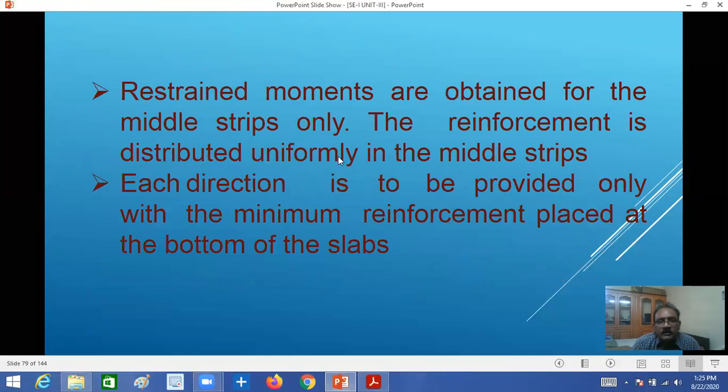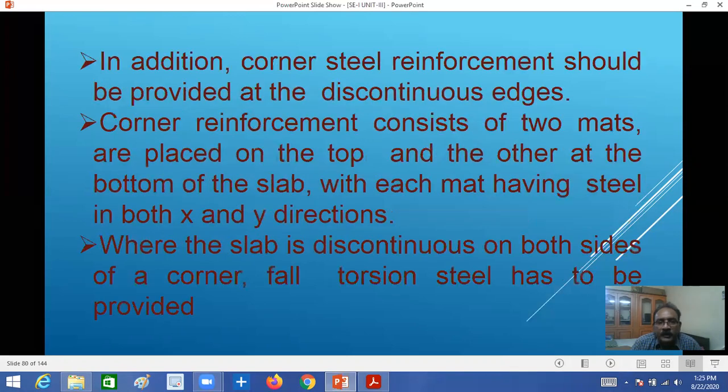Now restraint moments are obtained from the middle strips only. The reinforcement is distributed uniformly in the middle strips. So each direction is provided only with minimum reinforcement placed at the bottom of the slab, as the maximum bending moment and tension will be at the middle strip only. In addition, corner steel reinforcement should be provided at the discontinuous edges if they are unrestrained. Okay, they are not fixed at the edges.